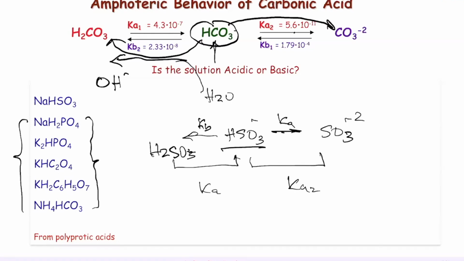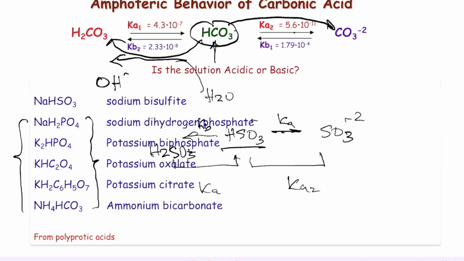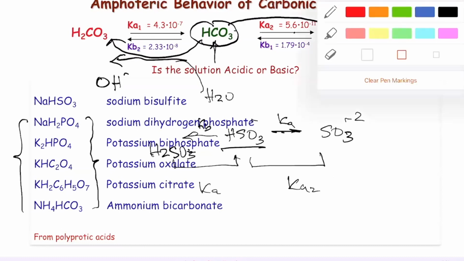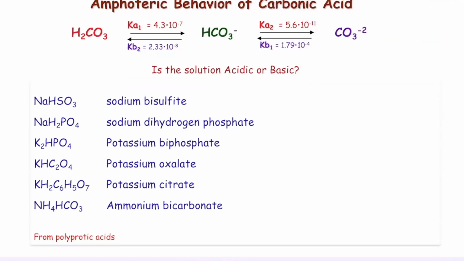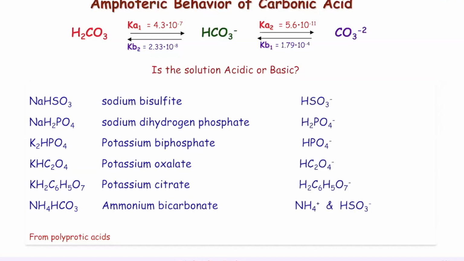So these are chemicals that are amphoteric. Let me clear this real quick. Those are the names, and those are what happens when you have a dissolution, when you take a substance and dissolve it. The dissolution of sodium bisulfite is going to give you bisulfite ions, and these chemicals right here are going to have acid-base properties.